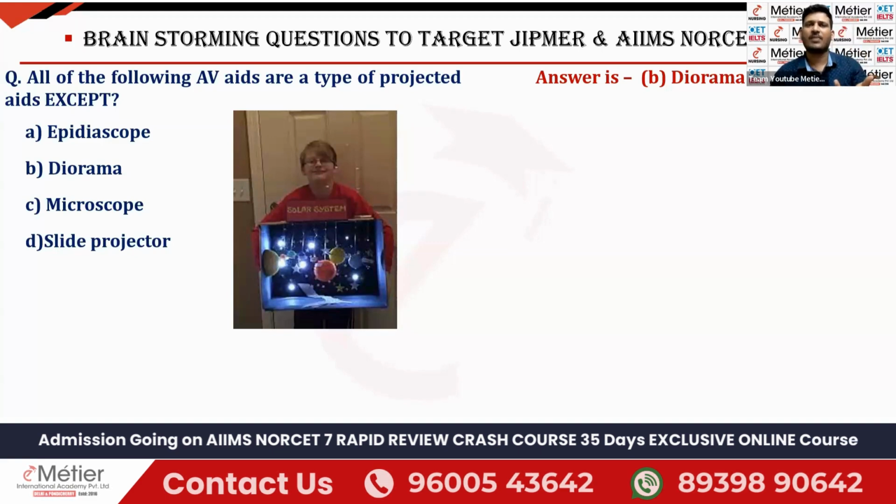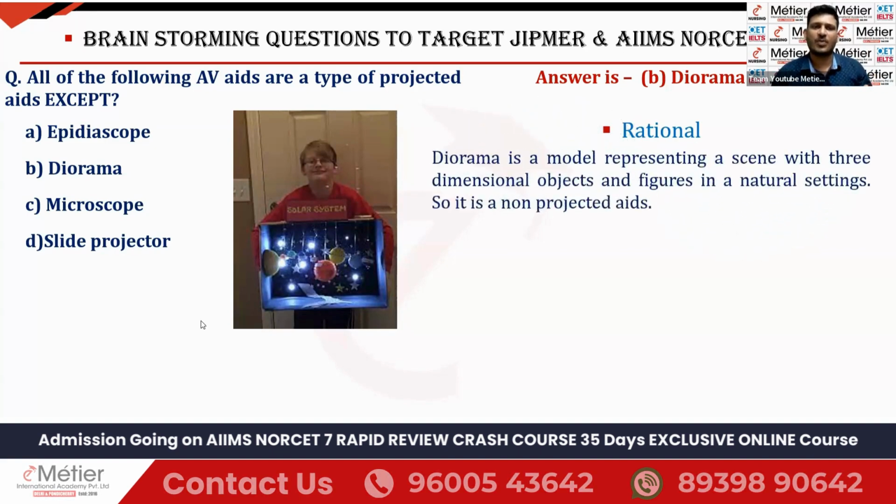So what is diorama? Here you can see the diorama in this image. It is a 3-dimensional model representing a natural phenomenon. For example, here you can see the boy is holding a 3D model of a solar system. It is representing the natural things for education purpose. So this is called as what? Diorama. It is not a projector.